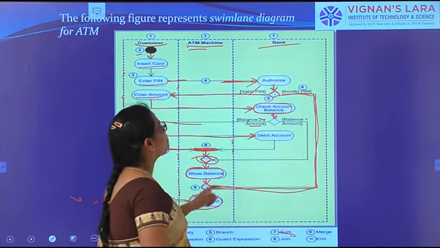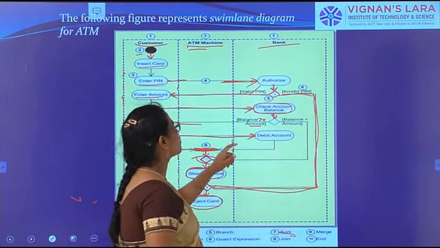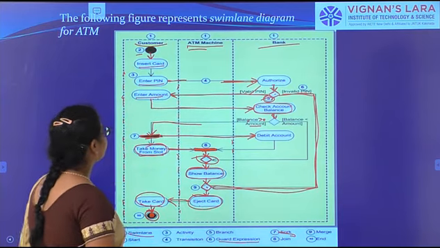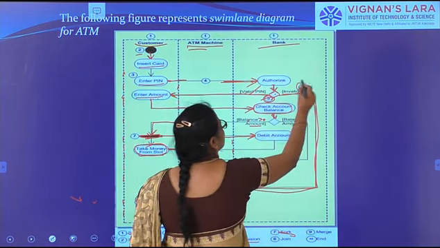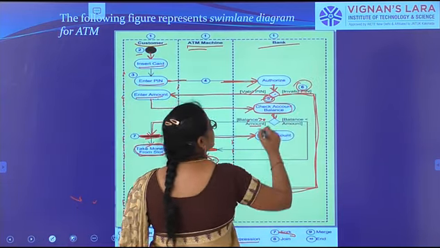Fifth one is a branch. So where is the fifth? Yes, here is the branch, fifth, in order to authorize the PIN. And next, sixth one, guard expression. So where is the sixth one? So we have the sixth. Guard expression is nothing but it is not invalid. It is saying some security.